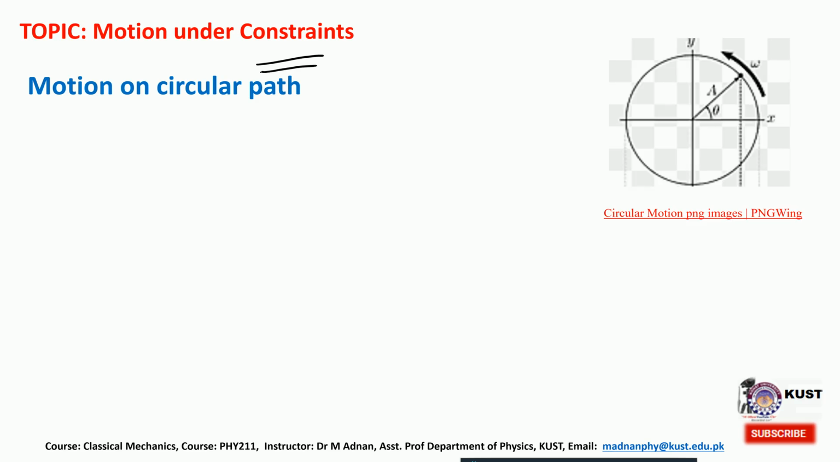So based on the various classification of the constraint, here we will see various examples of the constraint system. The first one is the motion of a particle on a circular path. Here we have a particle which is moving on this circular orbit having radius a. So this object is constrained to move along this path.